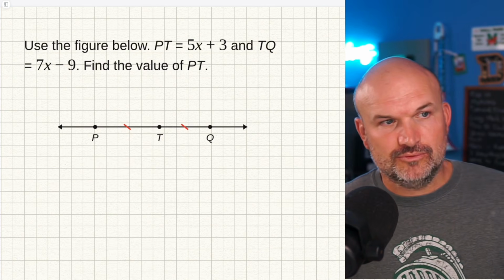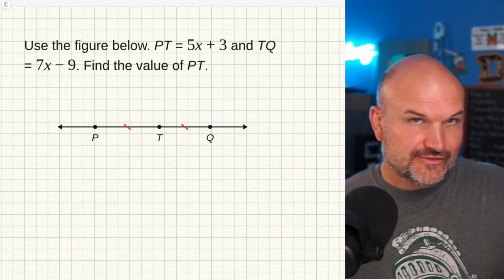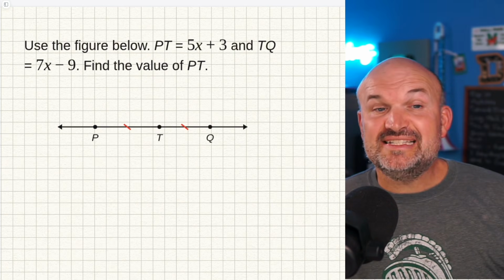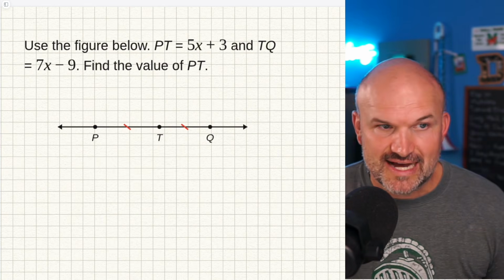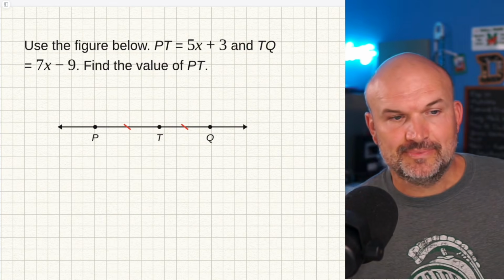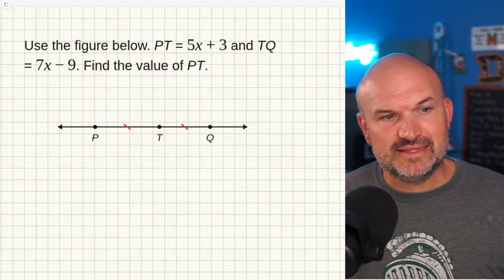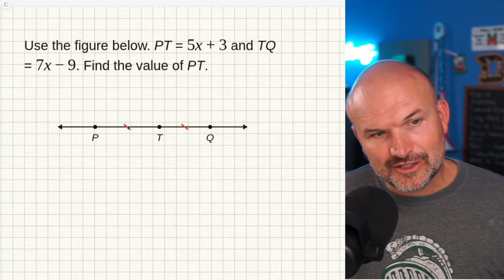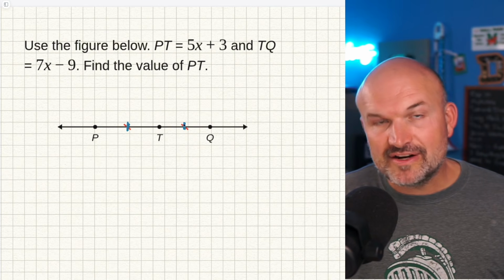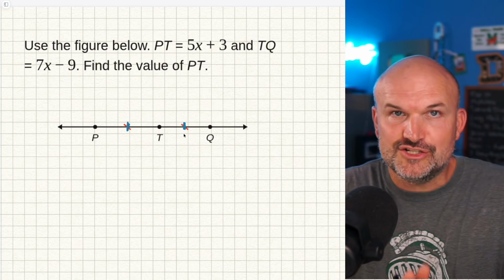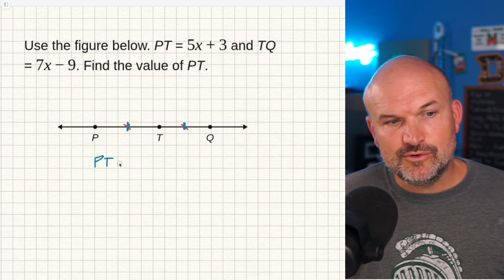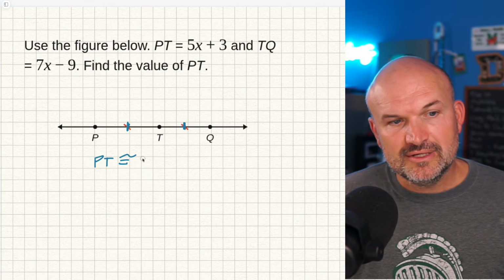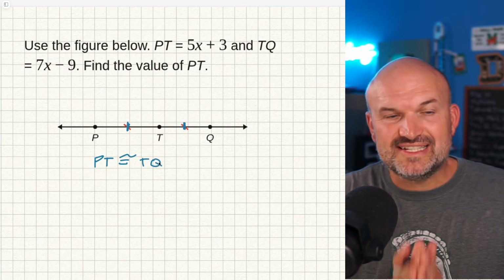So in this first example, we have: use the figure below, PT. Thankfully, we have a drawing. And PT is equal to 5x plus 3, and TQ is equal to 7x minus 9. Find the value of PT. So the main important thing, ladies and gentlemen, is these two little tick marks. These are very important because they show us congruence. They are saying that PT is congruent to TQ. They are going to have the same length.